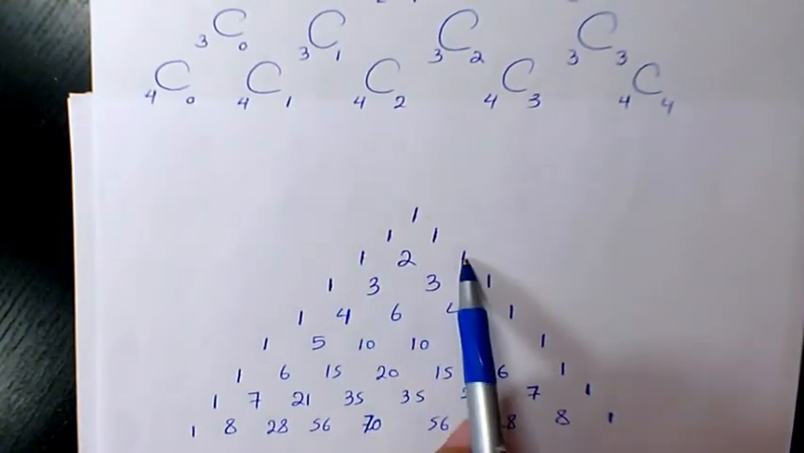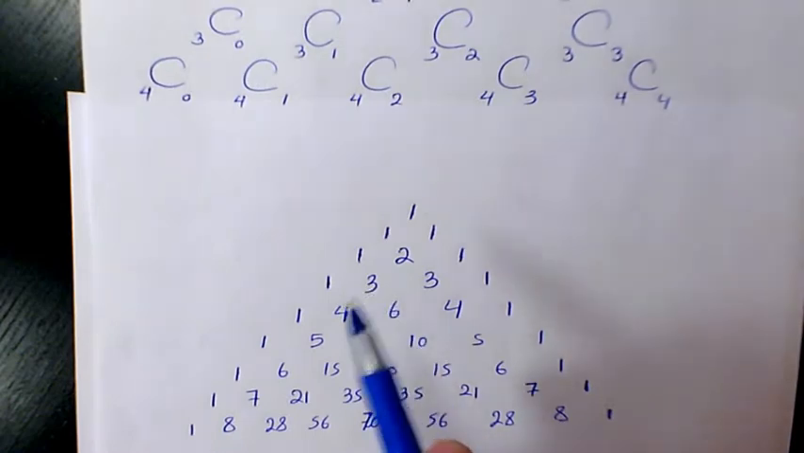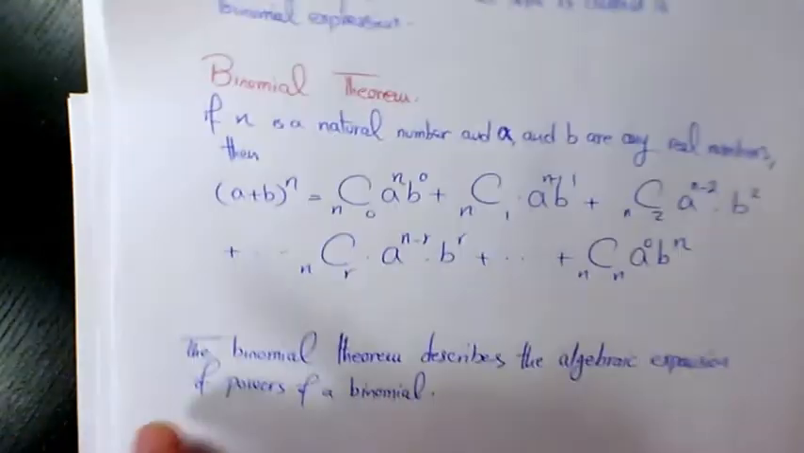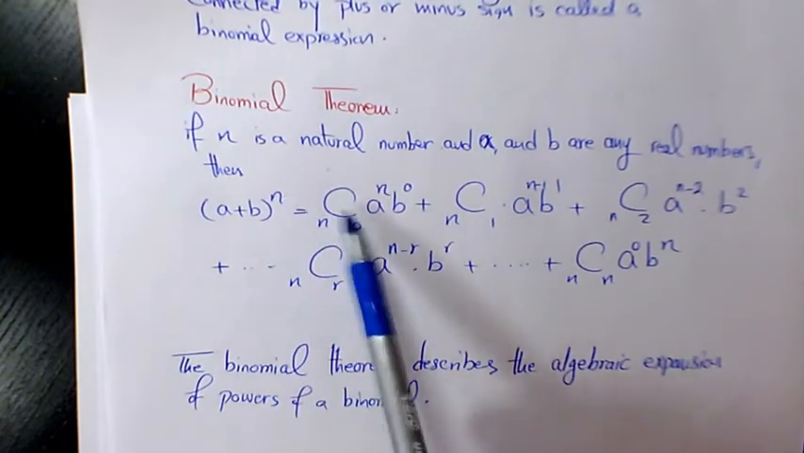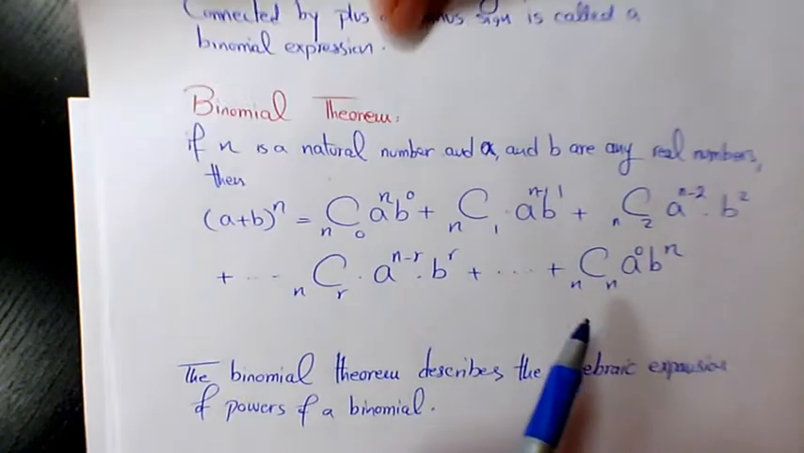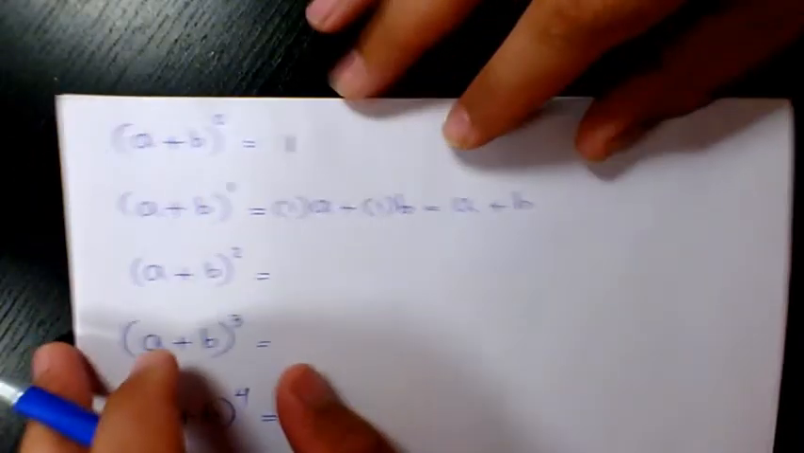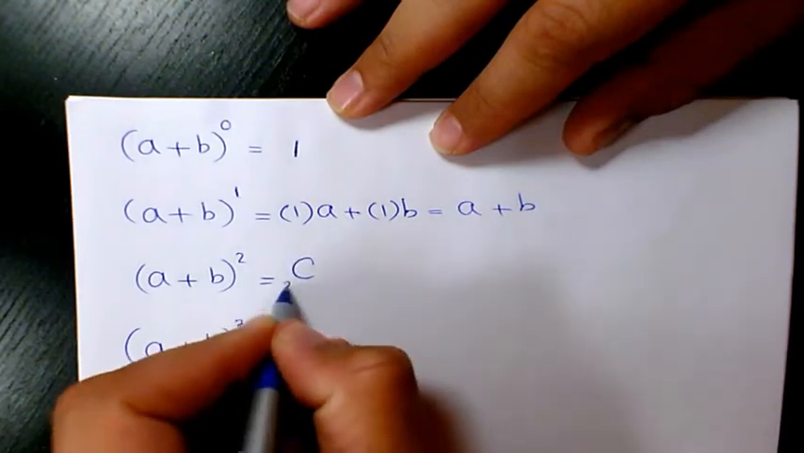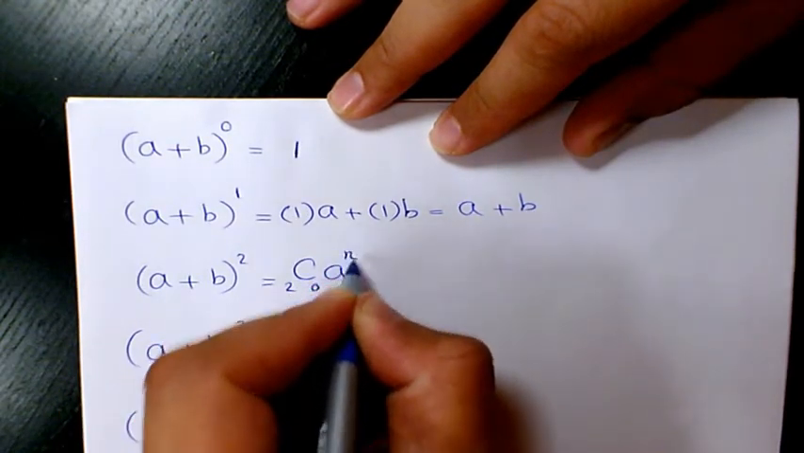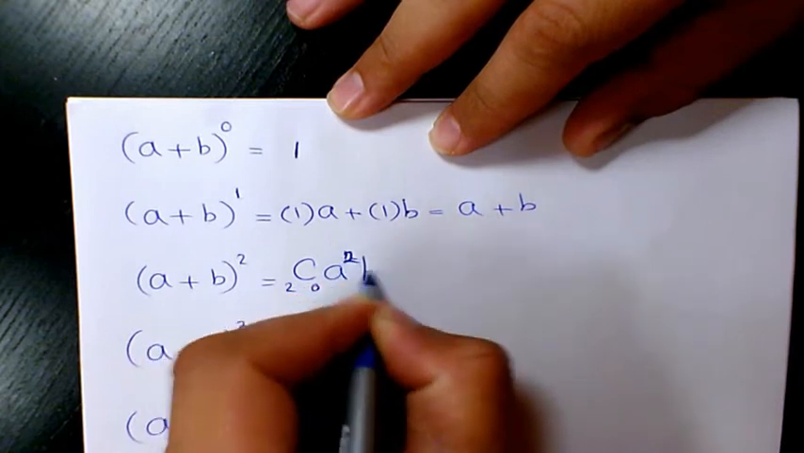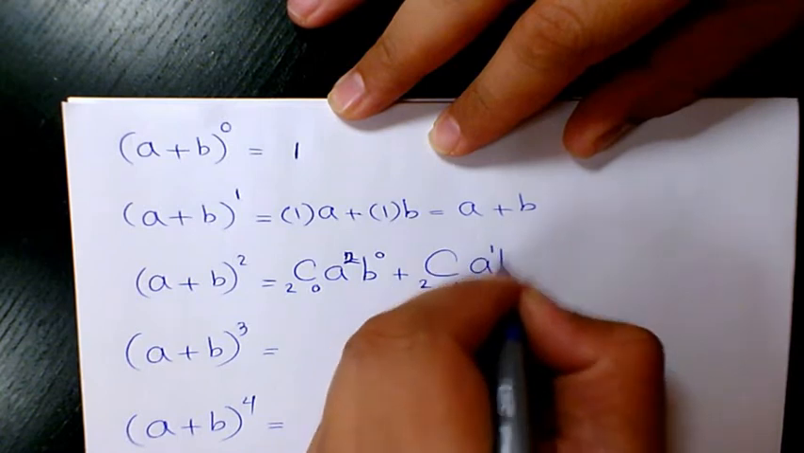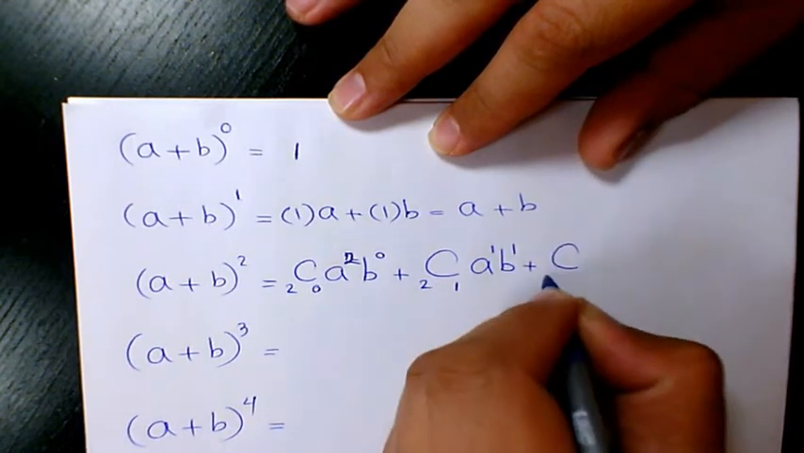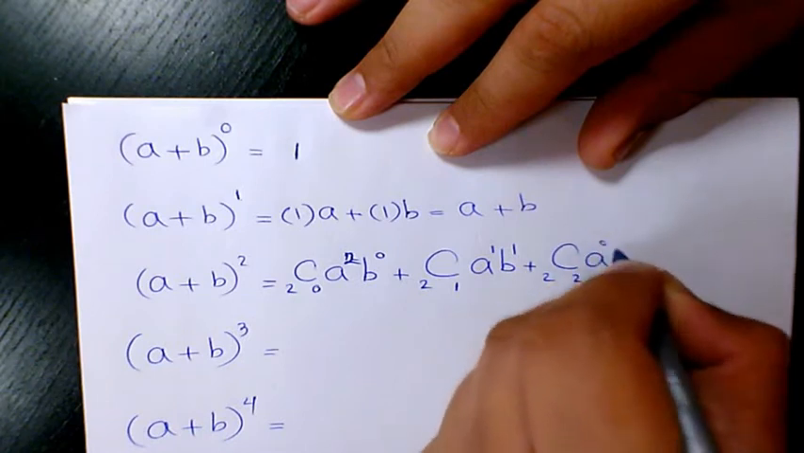We need to use the second line, 1 2 1, and if we sub it into the binomial theorem formula, (a + b) to the power of 2, we're going to end up having 3 terms. That's going to be C(2,0) a^2 b^0 plus C(2,1) a^1 b^1 plus C(2,2) a^0 b^2.